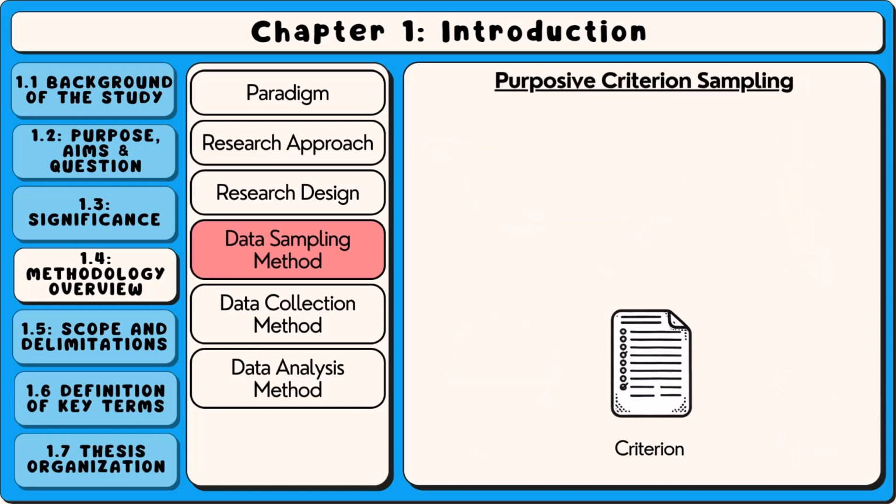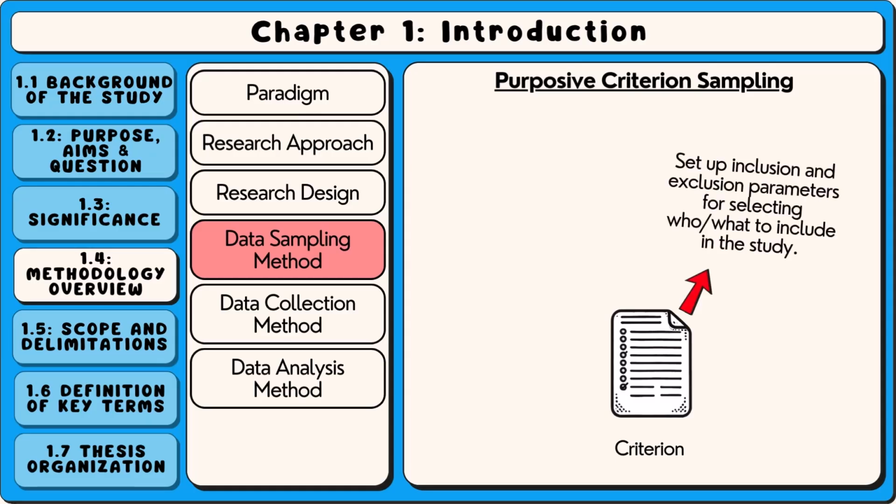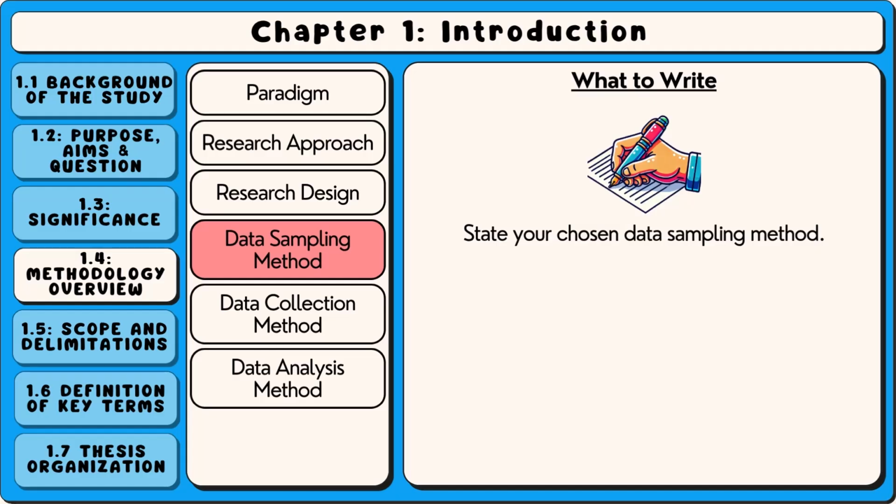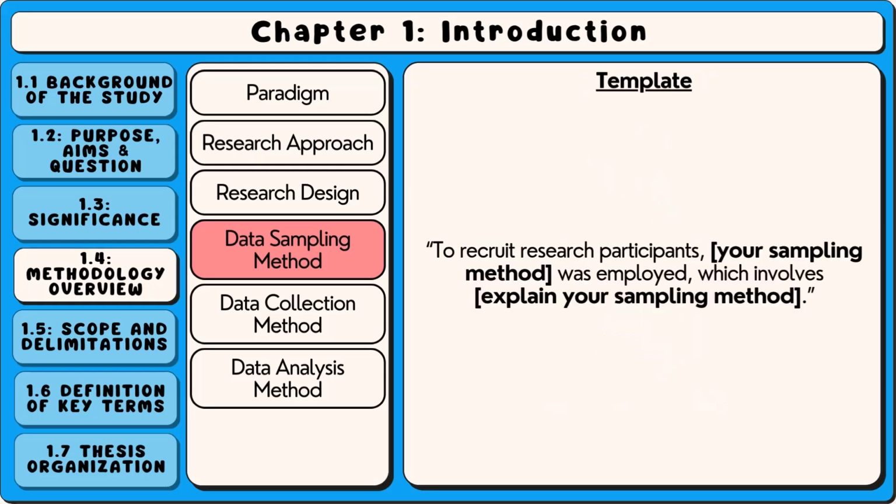Our sample thesis uses criterion sampling, which refers to setting up inclusion and exclusion parameters for selecting who or what to include in the study. This is done prior to going out on your search for research participants. So, to orient people to your data sampling method, you want to state the sampling method and explain how you used it. Here's a template.